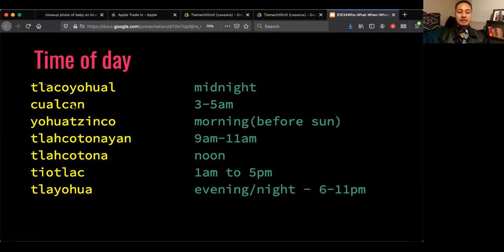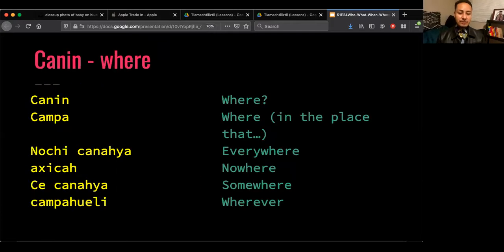And then I guess I'm missing some hours there, but between 3 and 5, it's kualkan. So super early, 3 to 5 a.m. Yowatzinko is the morning before the sun comes up. Tlahkotonayan is 9 a.m. to 11 a.m. And Tlahkotona is noon, literally half of the sun, or half of the warmth is what it's saying. And Teotlac is afternoon, and Tlayowa is night, from 6 to 11. And then you go again through your cycle, and now it's midnight again. Okay.